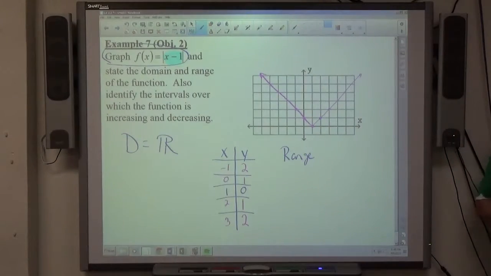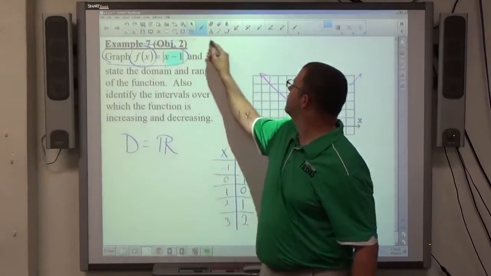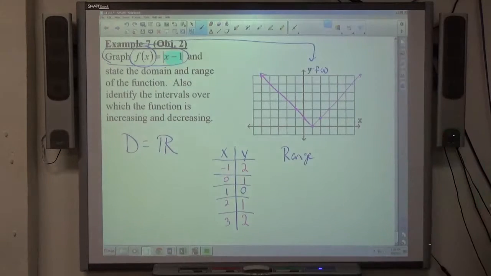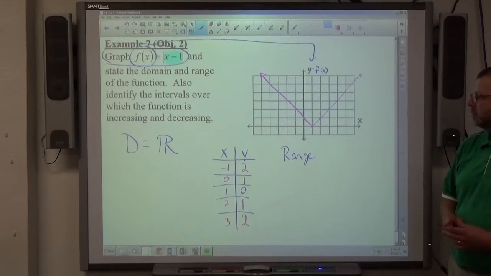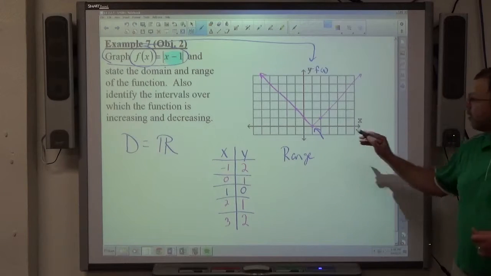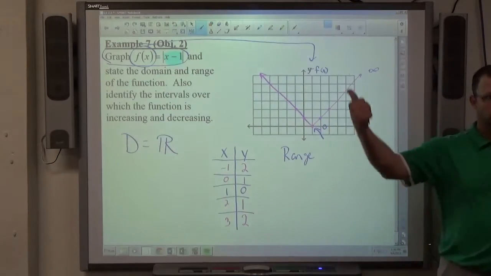Range is about the y values. In this case, notice it says graph f of x. It doesn't say y, it says f of x. This should actually be an f of x here instead of a y. All right. The y variable here is f of x. Range is about f of x. Where does f of x start? Like the graph here, where's the lowest point on the graph? 0. Right here is the lowest point, right? What's the highest point? Infinity. It goes up to infinity. So it starts at 0 and goes all the way up to infinity, either here or there. It doesn't matter which one it goes to. They're both going to infinity.